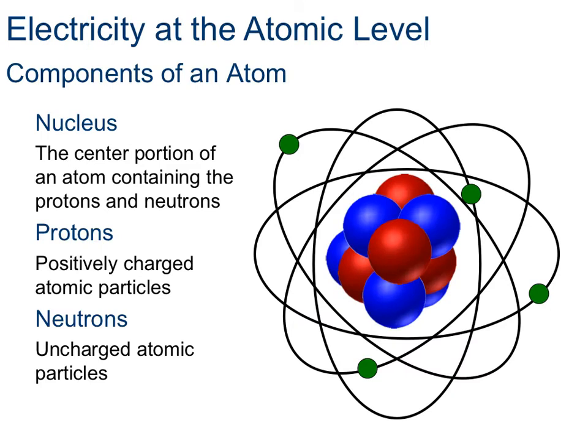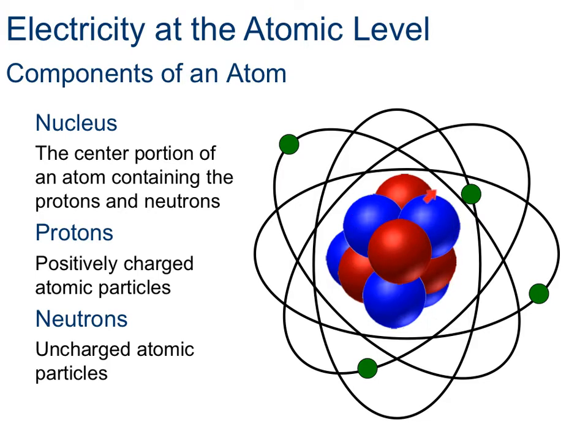In order to understand electricity, we need to understand the parts of an atom. Here in the center is the nucleus, and it contains the protons, which are positively charged atomic particles. I can see there are 1, 2, 3, 4 of them, which lets me know what element it is. If you look on your periodic table, the element with atomic mass of 4 is beryllium. So the model that we have here is beryllium.